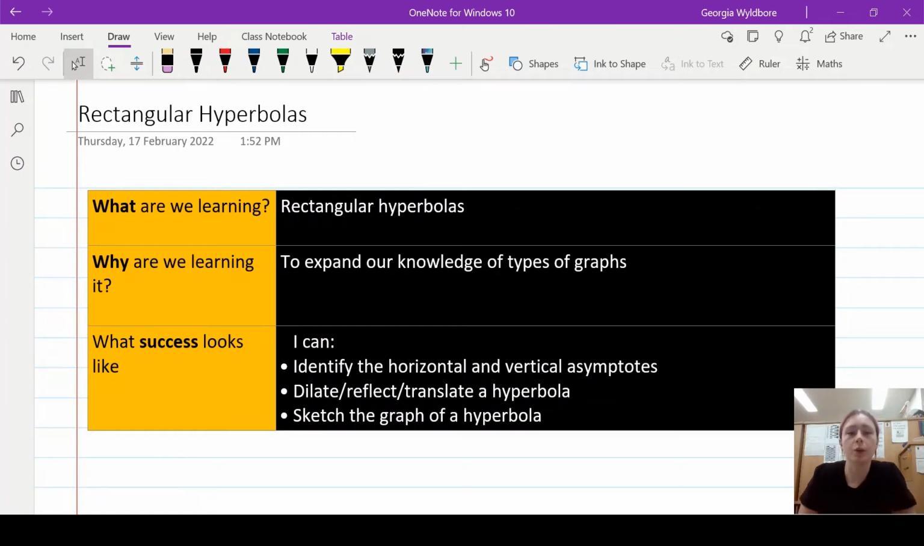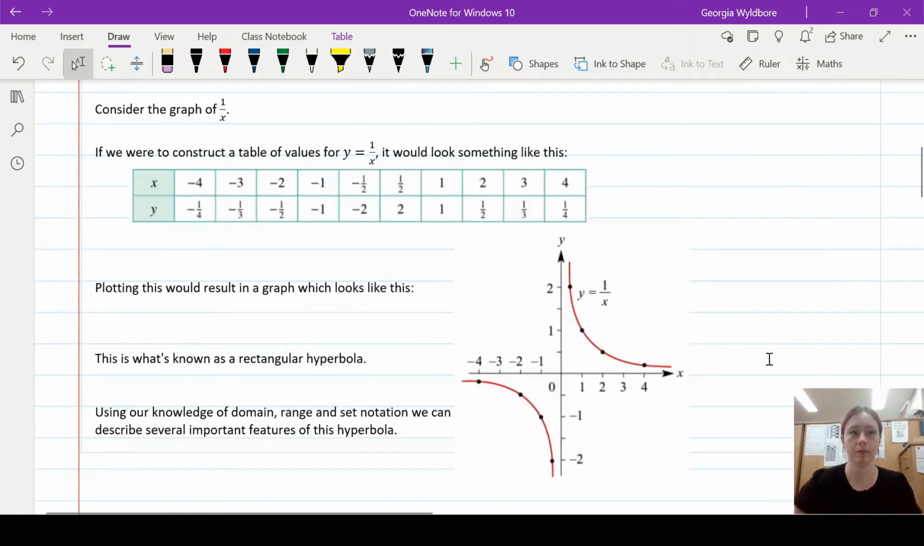So for this video, we are looking at rectangular hyperbolas because we want to be able to expand our knowledge of types of graphs so that when we come across different types of graphs, we know exactly how to sketch them, what they look like, what they're representing. And after this video, you want to be able to identify the horizontal and vertical asymptotes, dilate, reflect, and just generally translate a hyperbola on a Cartesian plane, and sketch the graph of a given hyperbola.